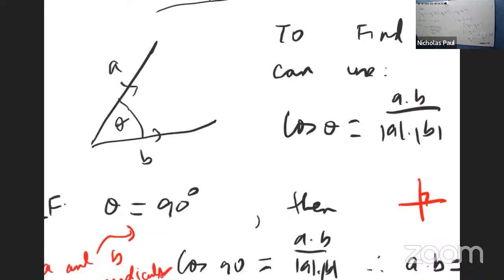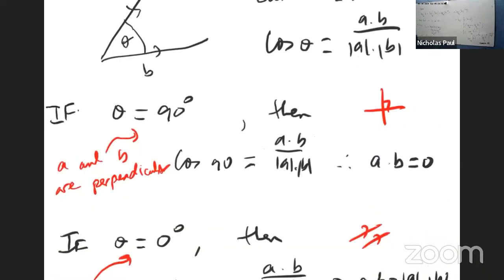All right, if theta is 90, then the vectors are perpendicular, so the dot product is 0. You all see why? How come, Azaria? Cos 90 is 0, so it means the numerator is 0.